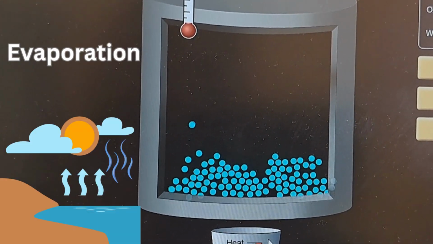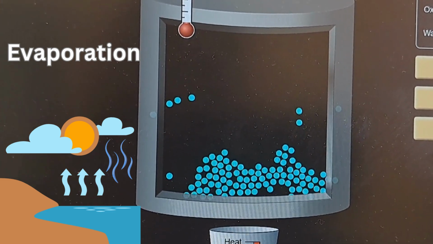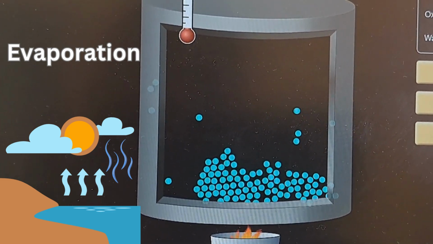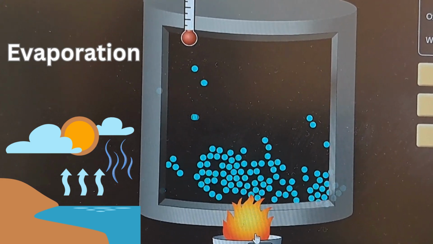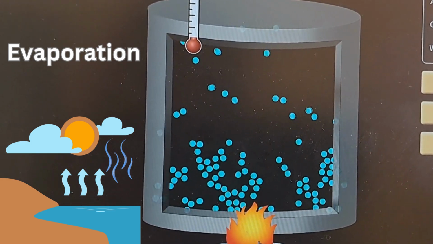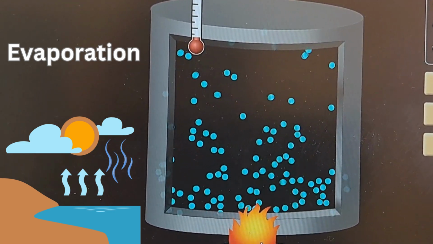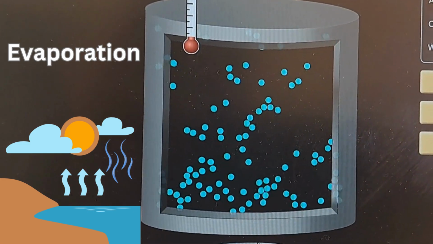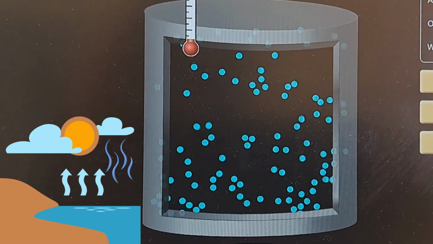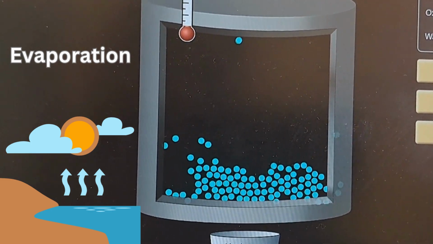Evaporation happens because some particles in the liquid gain heat energy. The heated particles start to move faster and move further apart. Eventually, the heated particles move so far apart that they escape from the surface of the liquid into the surrounding air. When a liquid evaporates, it changes from the liquid state to the gas state. This is called evaporation.